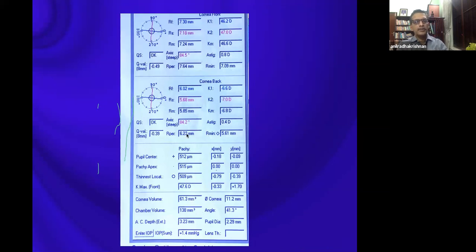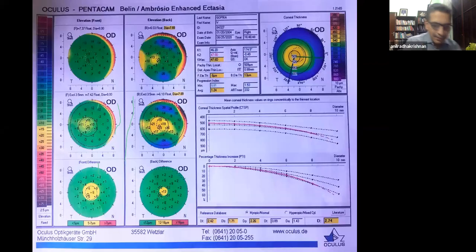We'll look into the values now. Again, here you can see that the central is 512, that is normal, apex is 515. Thinnest local is 509. So there is hardly any difference, some 6 micron difference, perfectly normal. K-max, the maximum keratometry, is only 47.6, which is perfectly normal. So this parameter is also perfectly normal. But there is some other thing, just called BAD, Belin Ambrosio Enhanced Ectasia Display. This is very useful for the diagnosis of keratoconus.